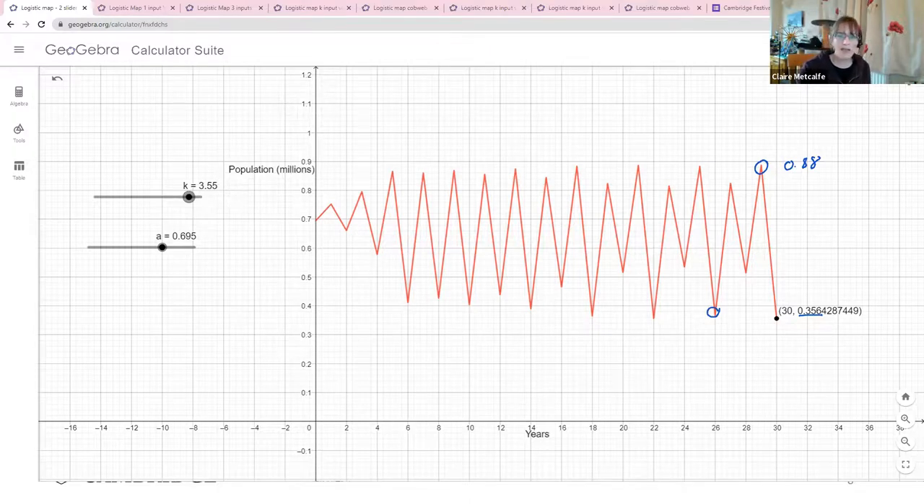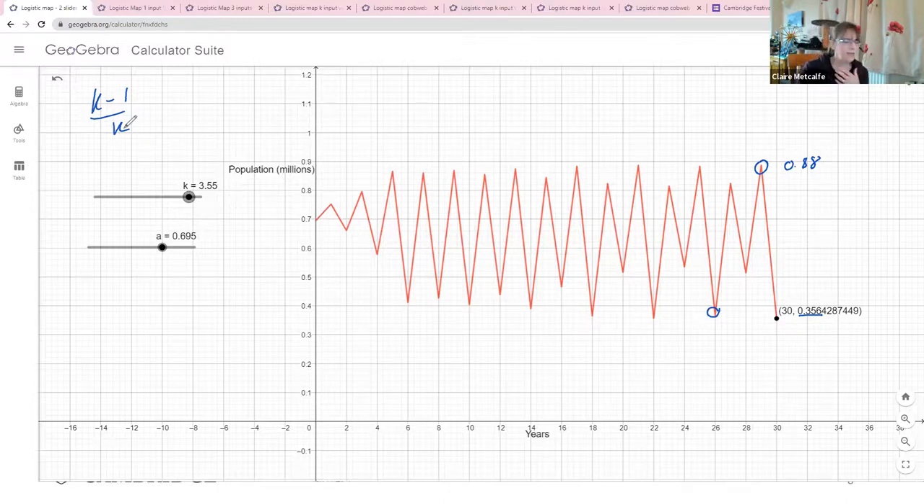So as the K increased, we've now got this really weird behavior where the population is cycling through four different values. If you work out the value of K using the K minus one over K, you can find a perfectly stable population which will stay stable. I won't work that out now, but you might like to try that for yourselves.